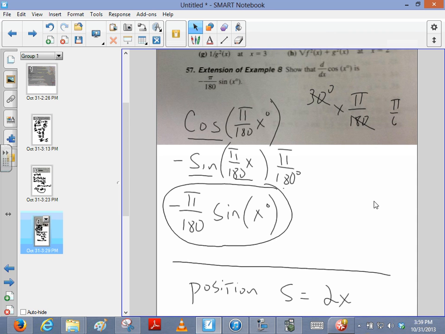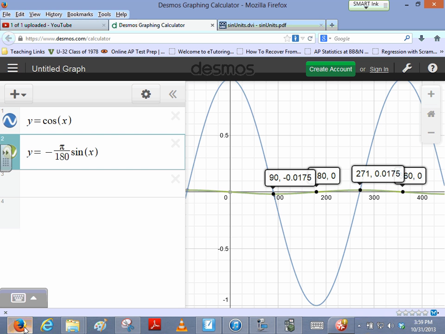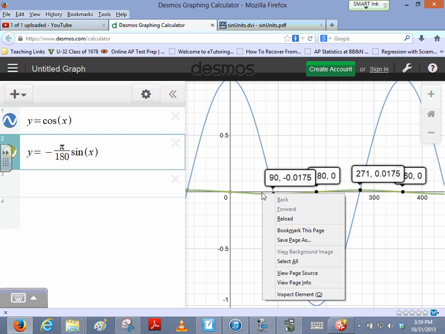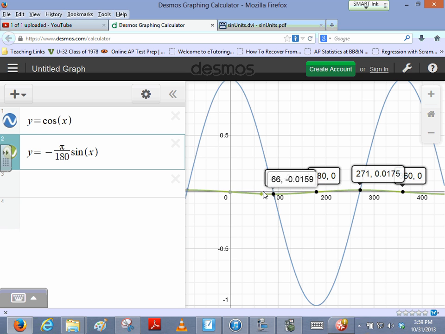Now I went out and graphed this in Desmos, and what you see is the derivative's a lot smaller, right? It's a lot smaller values than the typical derivative of cosine x. The reason is that slope is the unit rate, right? So for every 1 degree change, the original function is not changing as much as if you're changing 1 radian, because 1 radian is about 60 degrees, right? So you're changing units.